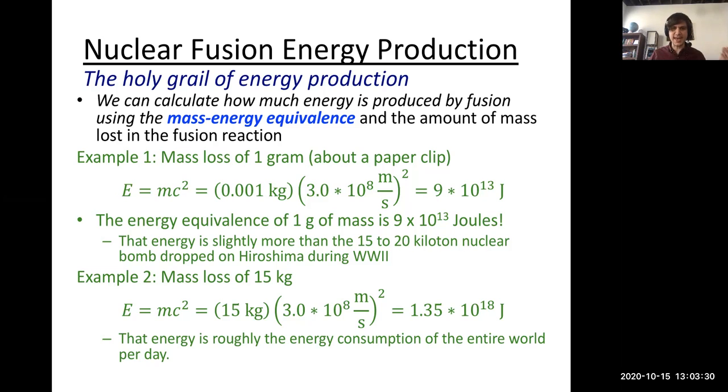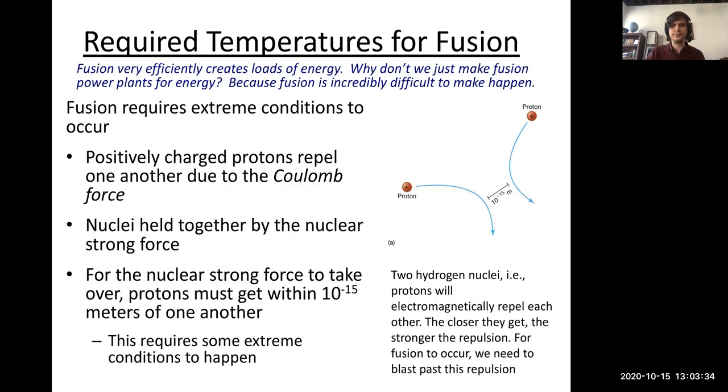That is a very, very powerful way to produce energy. So why don't we just do this? Why can't we just build fusion reactors? Well, it's because fusion is really, really hard to make happen. It requires ridiculously high temperatures to force the conditions to be fusion friendly. So let's talk about how we get fusion to happen, and really, what temperature is required for fusion to occur.